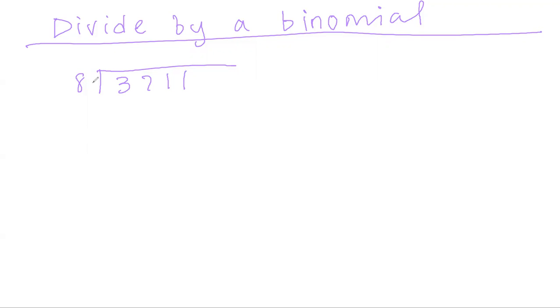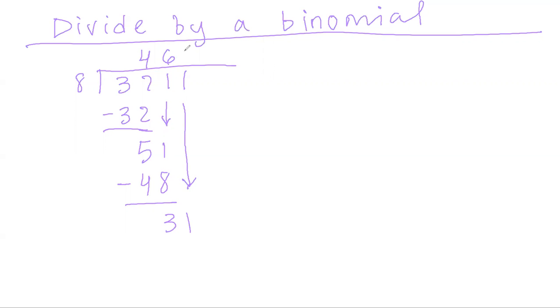So 8 goes into 37 4 times, so I get 32. And I subtract that from 37, so I have 5. And then I drop down my 1. So 8 goes into 51 6 times, so I have 48. And so I get left with 3. And then I drop down my 1. 8 goes into 31 3 times, so that's 24. And I get 7 as my remainder.